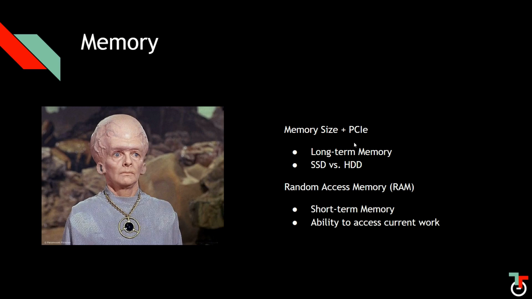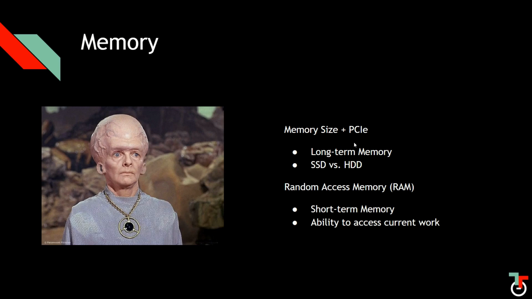Second, what else do you need to look for? There's a term called PCIe, or Peripheral Component Interconnect Express. This allows you to access your system storage faster and can help with your overall computer speed.